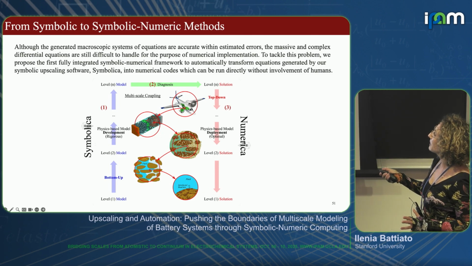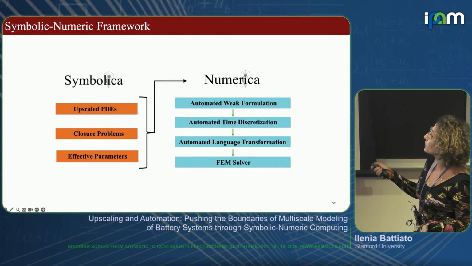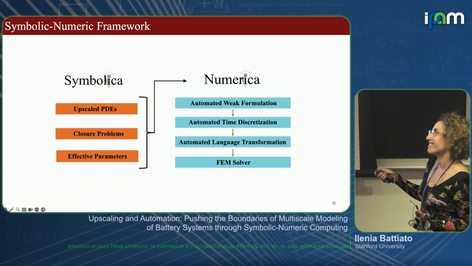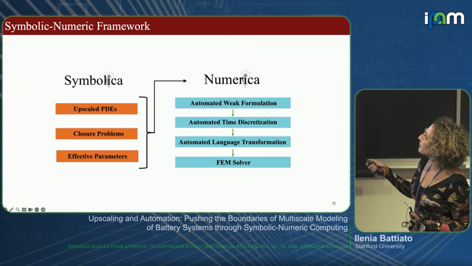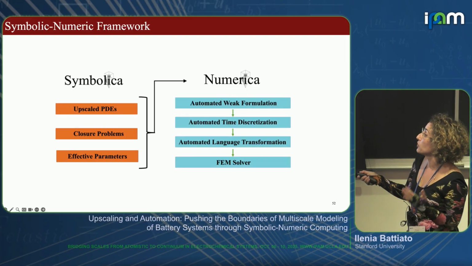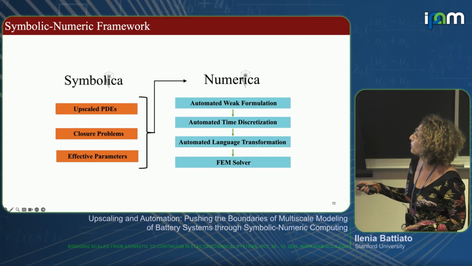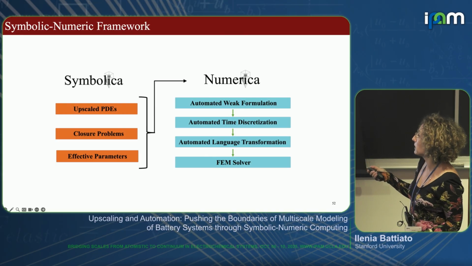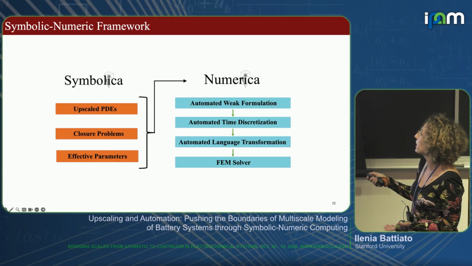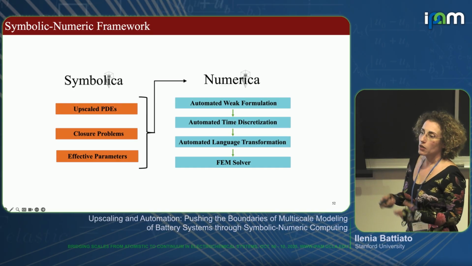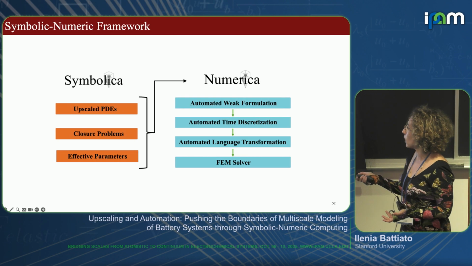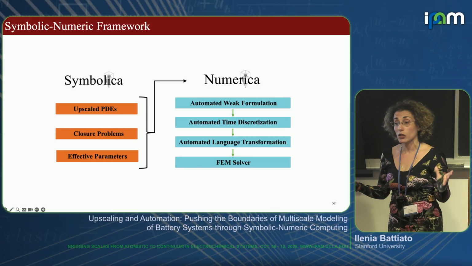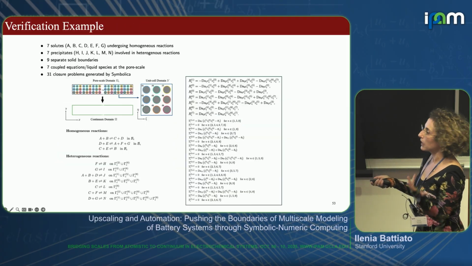And so we did Numerica. So what does Numerica do? Simply, she takes, these are all women, she takes the output from Symbolica, which are the upscaled PDEs, the closure problems, the effective parameters, and then essentially calculates the automated weak formulation and does the automated time discretization. Then, of course, we need a language transformation because this is all in mathematics, and we have to write an FEM solver, a finite element solver. This still produces chunks of code. It doesn't produce the whole code, unfortunately, but it could be done.